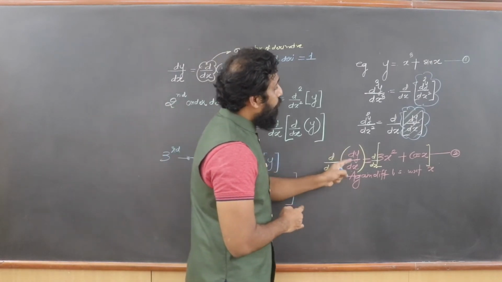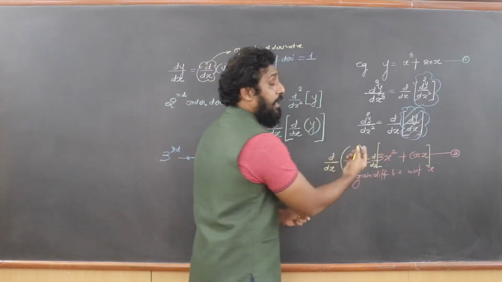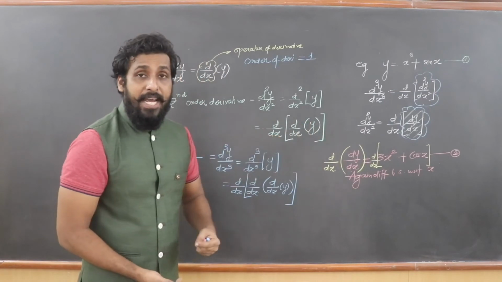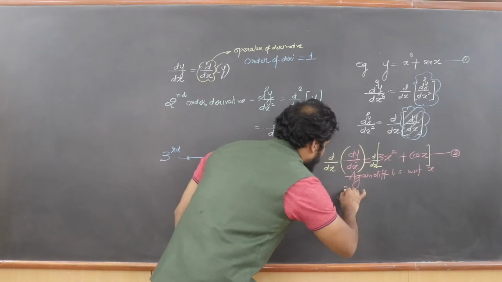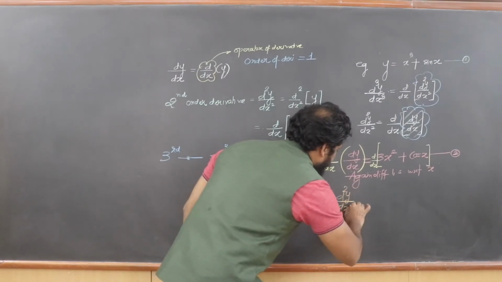So d by dx of dy by dx. What is that? It is d2y by dx square, or you can say d square y by dx square. Let us write it down. So that becomes d square y by dx square.